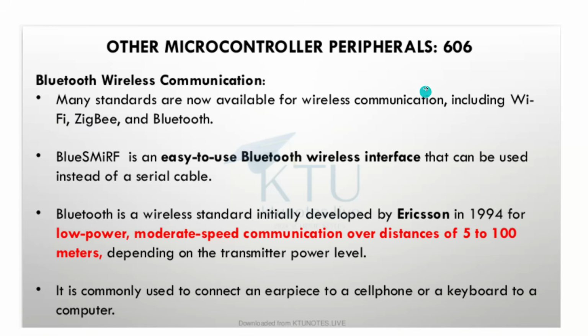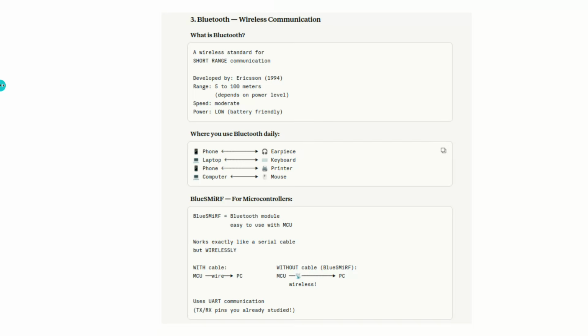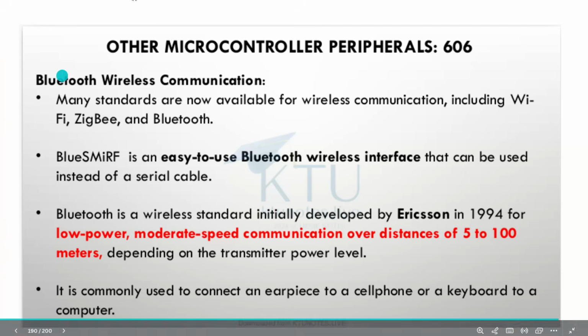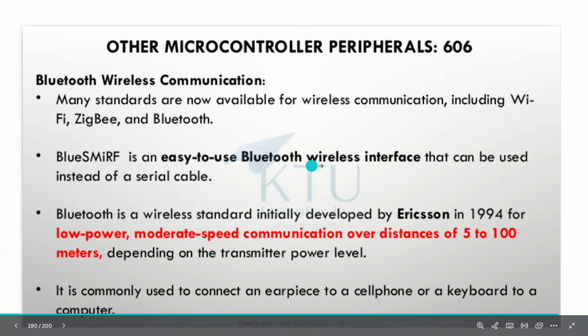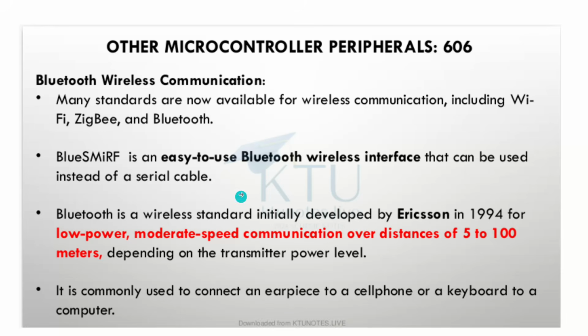Many standards are now available for wireless communication, including Wi-Fi, Zigbee and Bluetooth. These are the different standards available now for wireless communication. Now, BlueSmurf is an easy-to-use Bluetooth wireless interface that can be used instead of a serial cable. One such example is BlueSmurf.